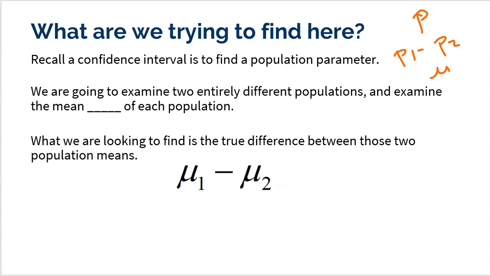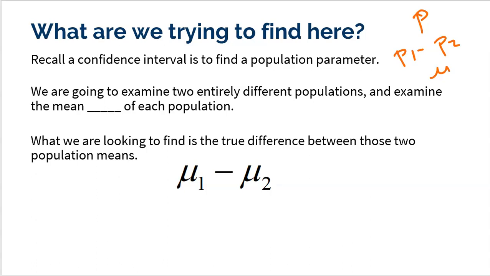two population means. So we're going to examine two entirely different populations and examine the mean of each population. So maybe we're going to look at the mean heights of two different populations and compare them. Maybe we're going to look at the mean weights of two different populations and compare them. Maybe we're going to look at the mean amount of something from one population versus the mean amount of something from a different population. Or maybe we're going to look at the mean size of one population versus the mean size of another population. So the idea is that we're looking at two different populations and we're going to compare the means from each of those populations.